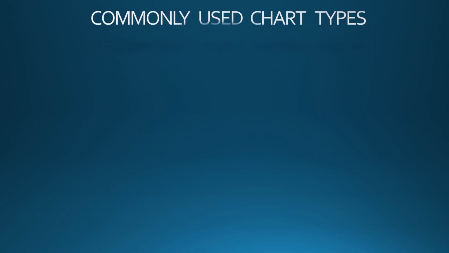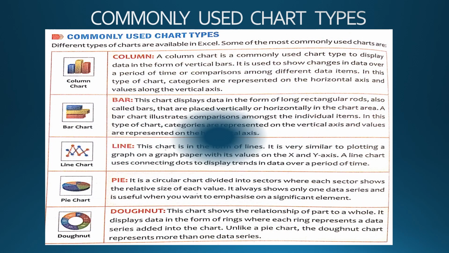Now we are going to start with some commonly used chart types. We have numerous chart types, but these are the ones which are very commonly used. The first one you can see on the screen is the column chart. A column chart is a commonly used chart type to display data in the form of vertical bars. So we have vertical bars which represent the data in this particular chart.